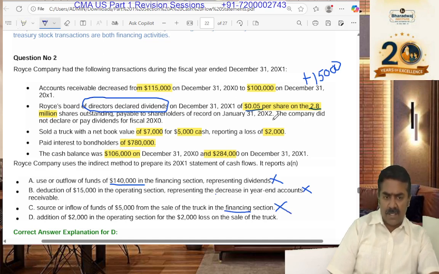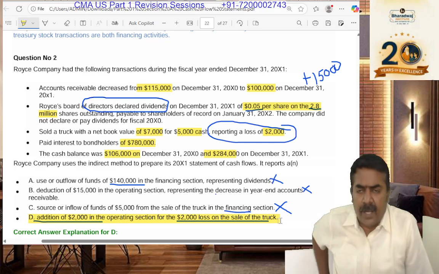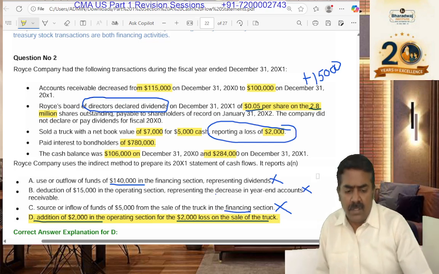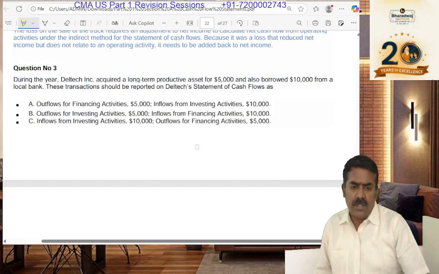This loss on sale of asset will be added back to net income. Addition 2,000 for the loss on sale of truck. This is the correct option. Loss on sale of truck will be added back to what? Net income. It will be added back to net income. Question number 3 part.